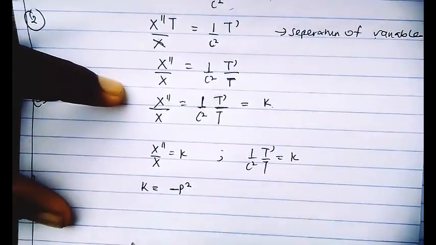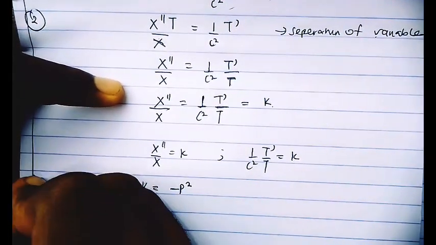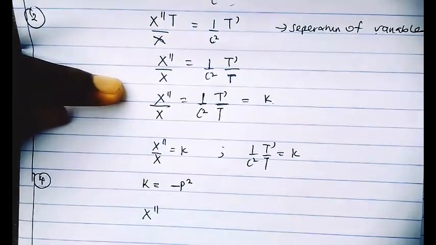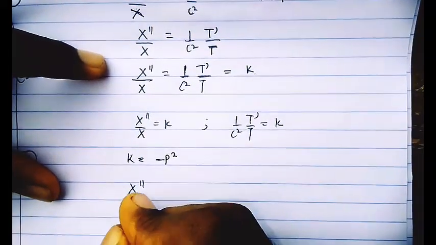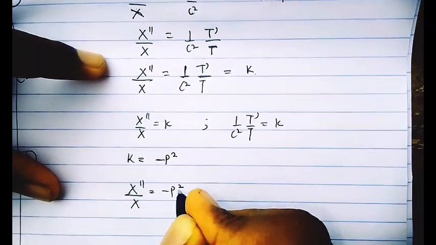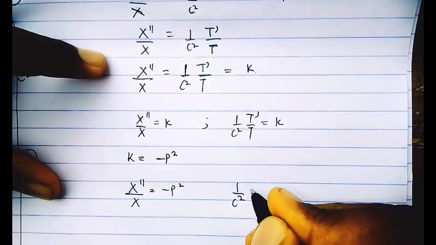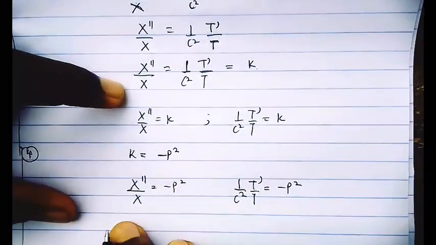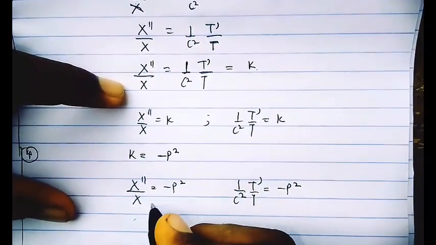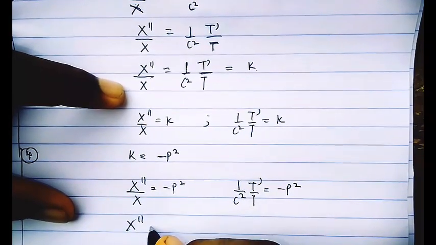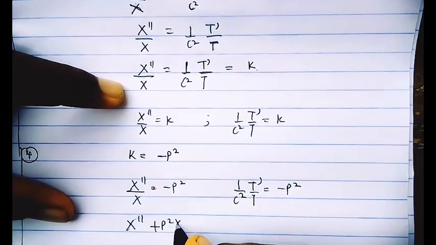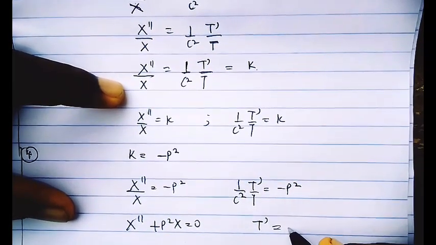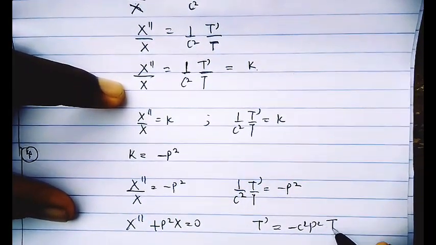So now substitute it here. Let me call this step 4. So this is x prime prime over x equals minus p squared. This is 1 over c squared t prime over t equals minus p squared. So cross multiplying, this is x prime prime plus p squared x equals 0, and this is t prime equals minus c squared p squared t.